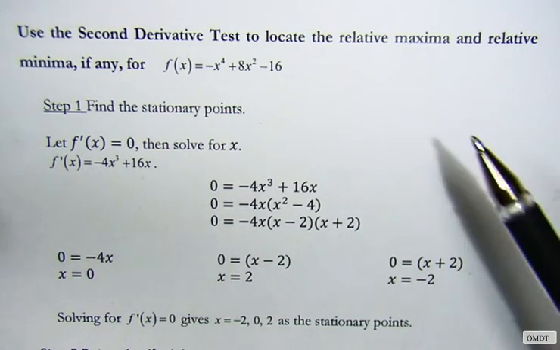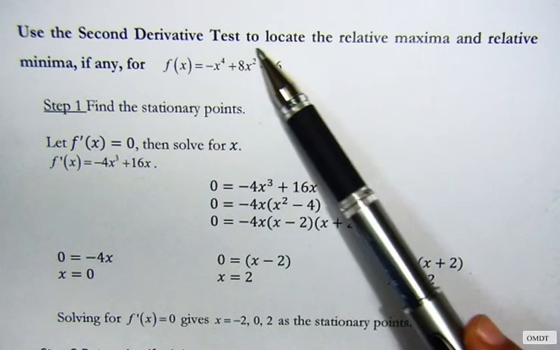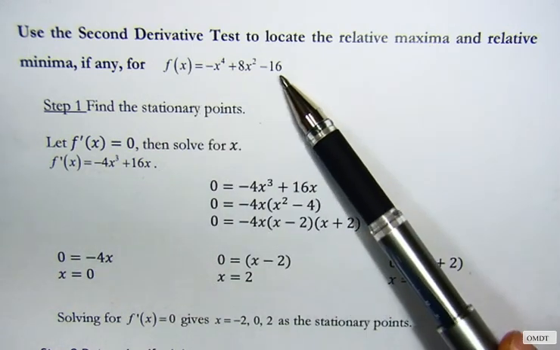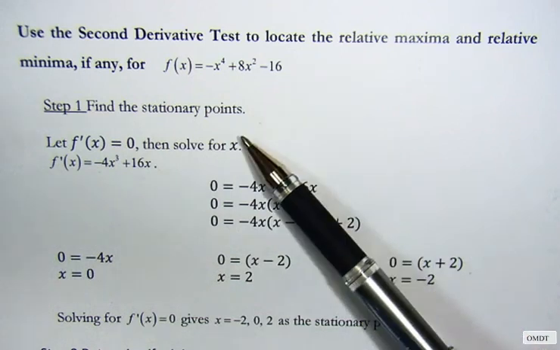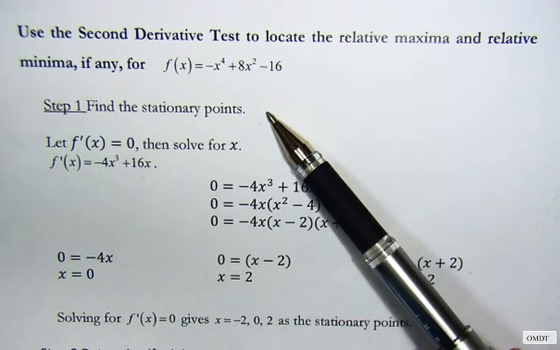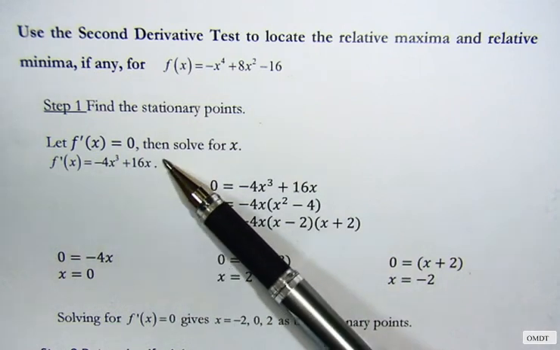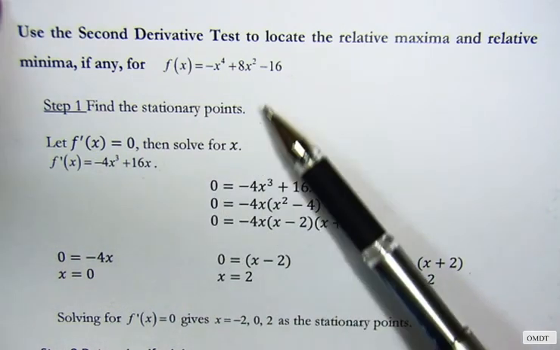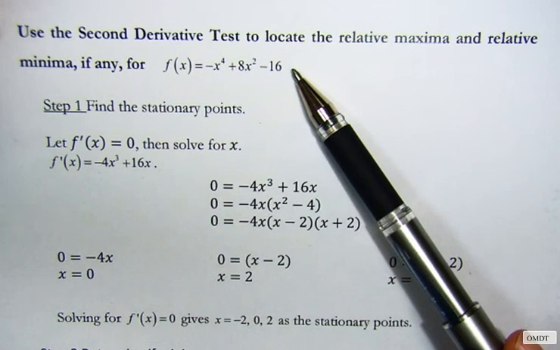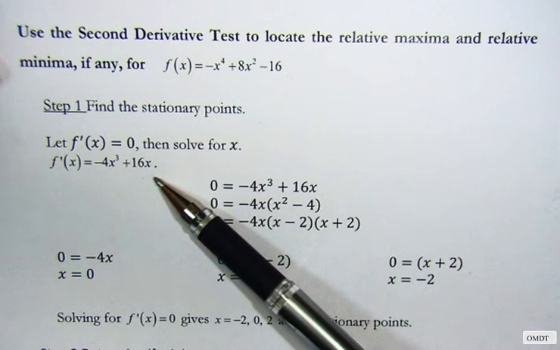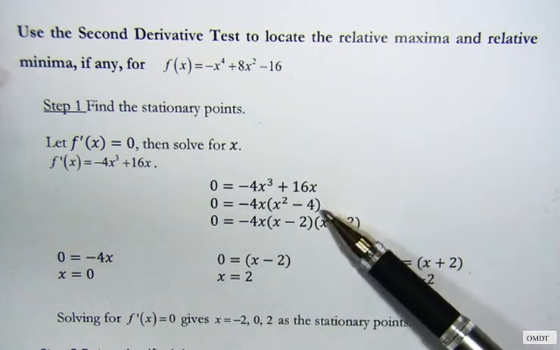Hola! In this video, we'll use the second derivative test to locate the relative maxima and relative minima for this function. Okay, first, we need to find the stationary points. We differentiate once, we make it equal to 0, and then we solve for x. If we differentiate our function once, we'll get minus 4x cubed plus 16x. We make it equal to 0 and solve for x.